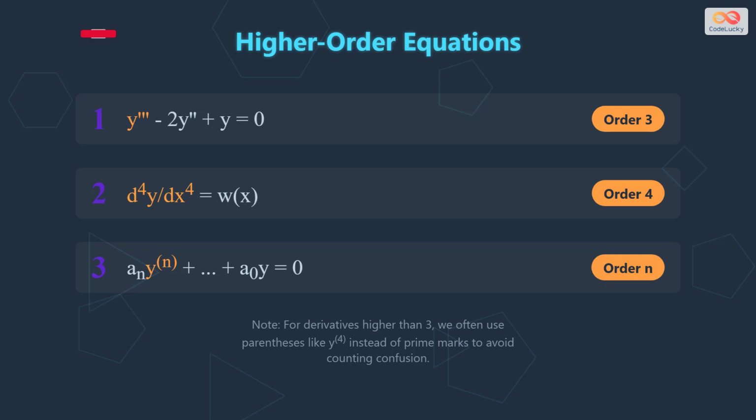This logic extends to any number. If you see a third derivative, like y triple prime, it's order 3. If you see a fourth derivative, written as d4y by dx4, it is order 4. For derivatives higher than 3, we usually use a number in parentheses instead of tick marks to keep it readable.